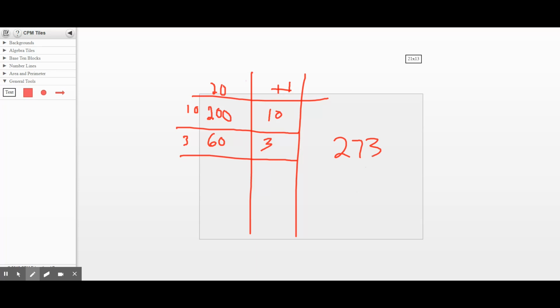All right. So I chunked mine as 20 plus 1. So I ended up with 200, 10, 60, and 3. If you chunked yours as 10, 10, and 1, you can probably see where your 200 lives and where your 60 lives.